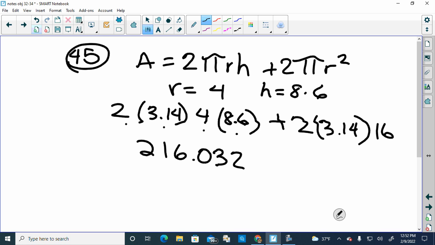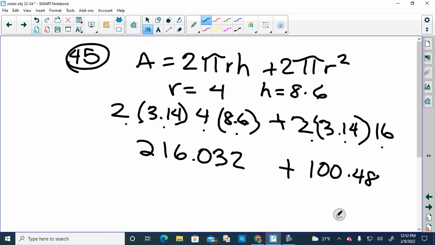Okay. Now you've got to do this times this times this. Good. Now you can add that to that one. This is order of operations, otherwise you will not get the right answer.